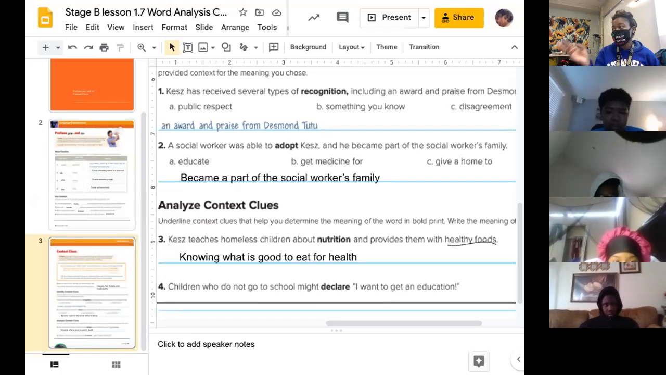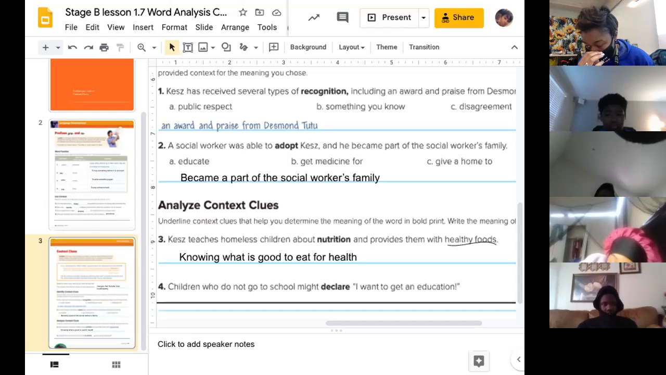Okay, so when you guys see quotation marks, what does that mean? What do quotes usually mean? Like, that's important. That's important. And someone is saying that, right? So it says children who do not go to school might declare, I want an education. What punctuation do you see at the end of I want education?